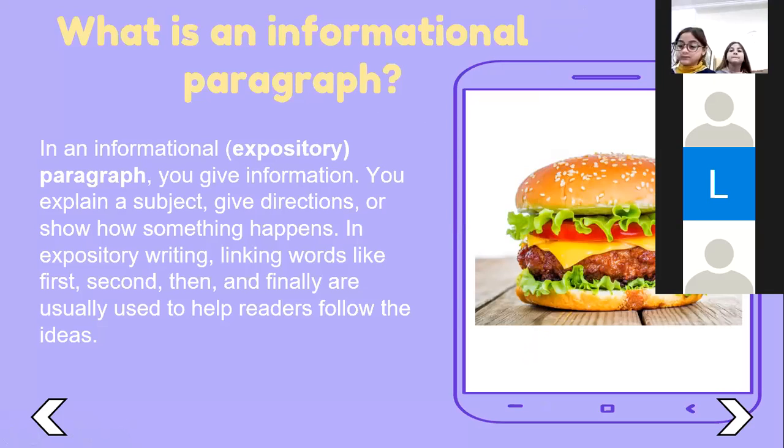We have a certain topic, a certain subject, and I want to give information about it, okay? So we explain this topic, or we give directions, or we show how something happens. And in expository paragraphs, you mostly find linking words like first, second, then, and finally. These linking or transition words are very important in writing because they help the reader understand the ideas better, okay?